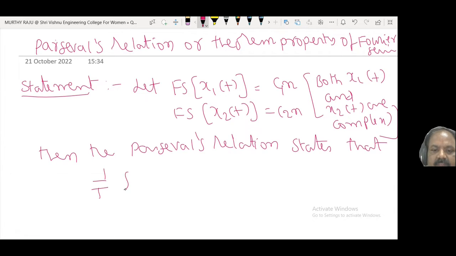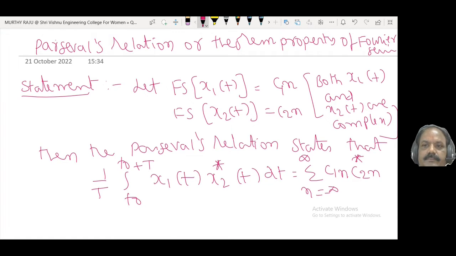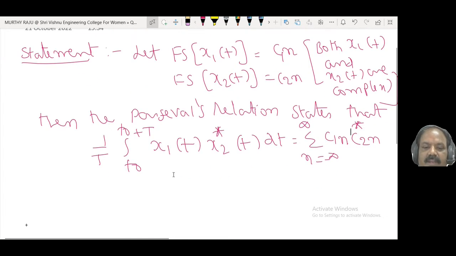(1/T) integral from t0 to t0+T of x1(t) x2 conjugate of t dt is equal to the sum from n equals minus infinity to plus infinity of C1n C2n conjugate. This is Parseval's relation.